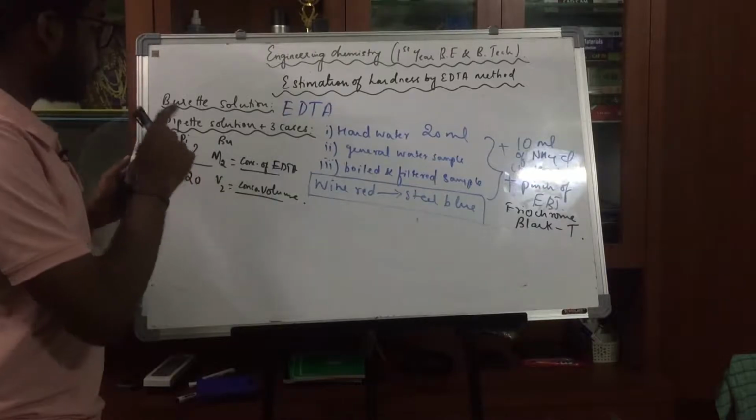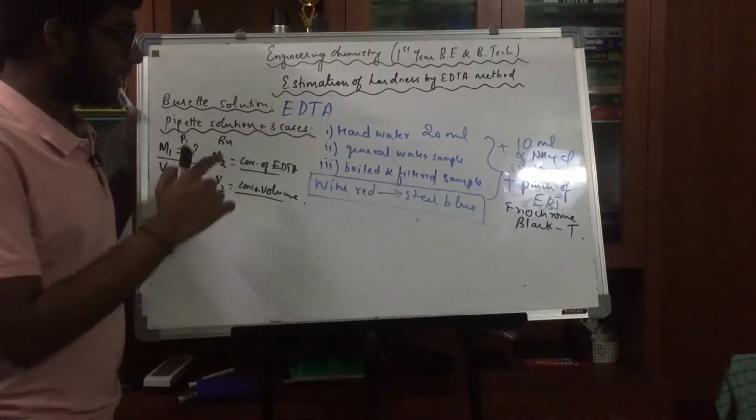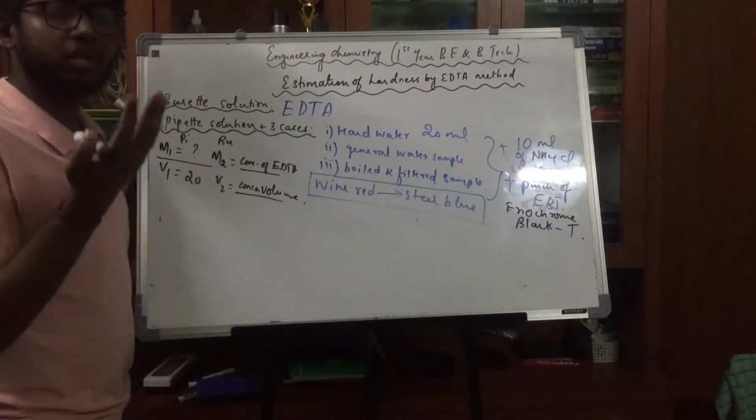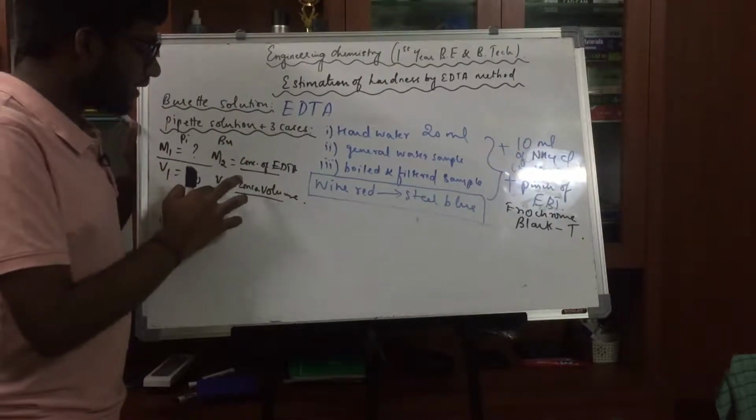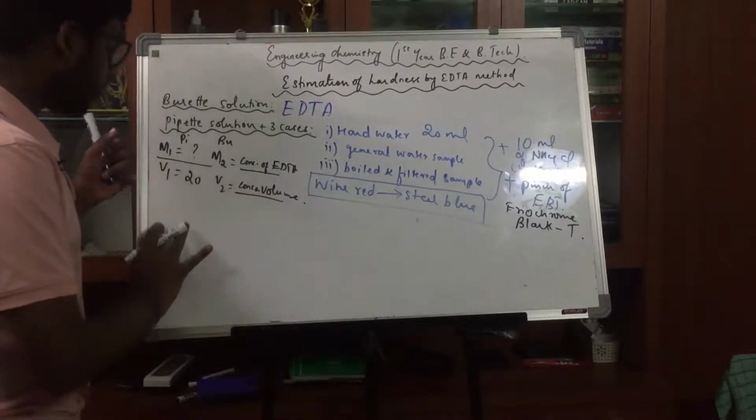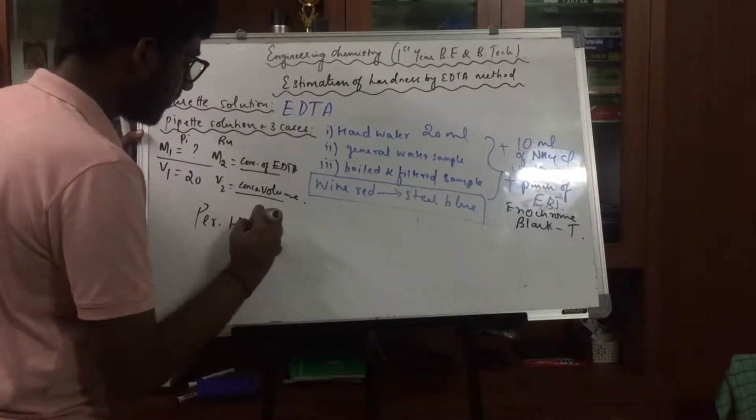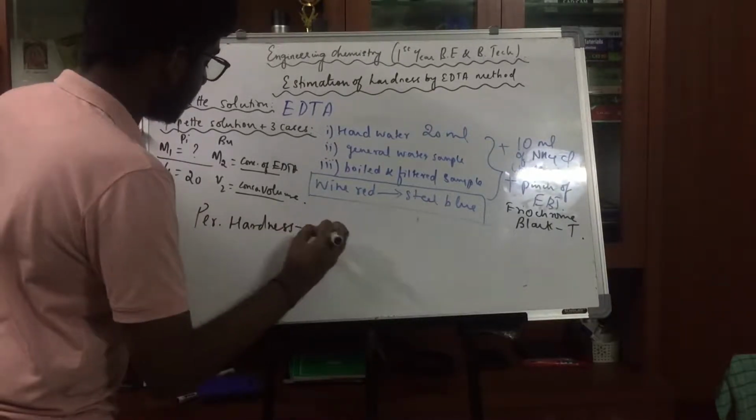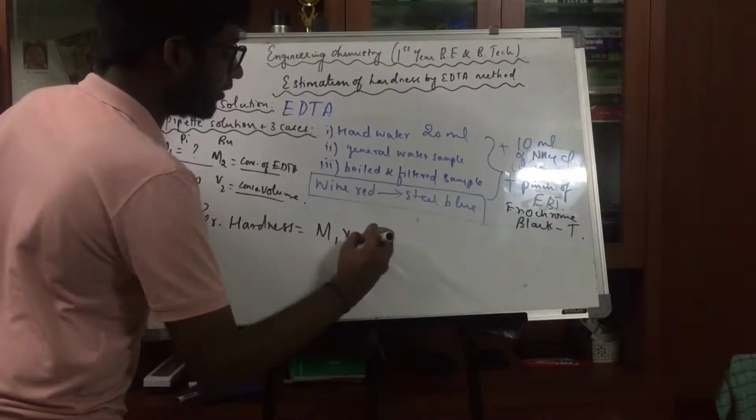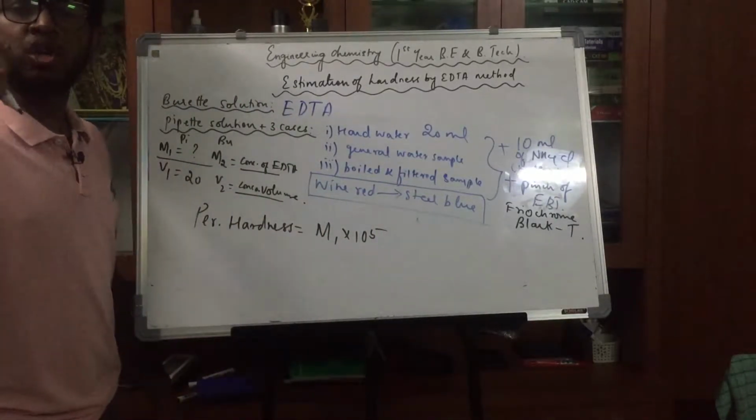So now M1 you are supposed to find, as I told you right now. V1 is always 20. M2 concordant, which is your concentration of EDTA, and then this is the concordant volume. So you find M1. Again you follow the same formula, but this is for permanent hardness. So permanent hardness will be M1 into 10 to the power 5. Now you have got permanent hardness, you have got total hardness.